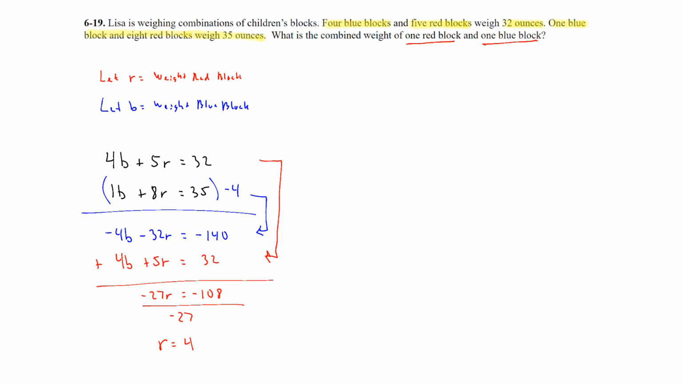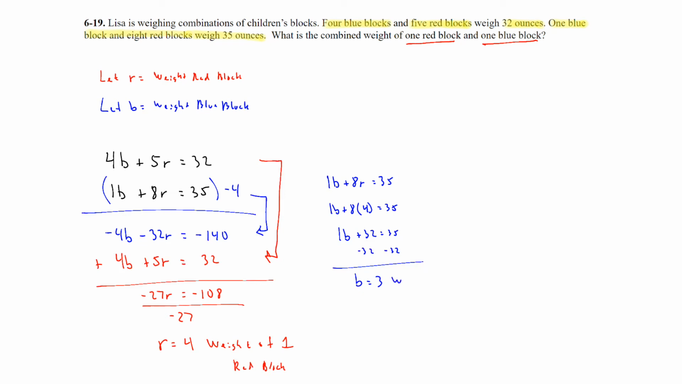And so that represents not 4 red blocks, that is the weight of 1 red block. So be careful there, that's the weight. Now we want to find the blue one. So we'll use the equation 1b plus 8r is equal to 35. So 1b plus 8 times 4 is equal to 35. So b plus 32 is equal to 35. Subtract 32 from both sides, and you have b is equal to 3. And once again, this is the weight of 1 blue block.